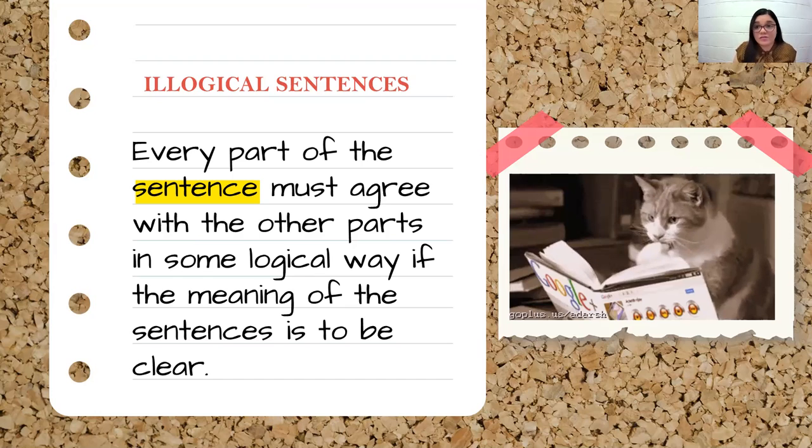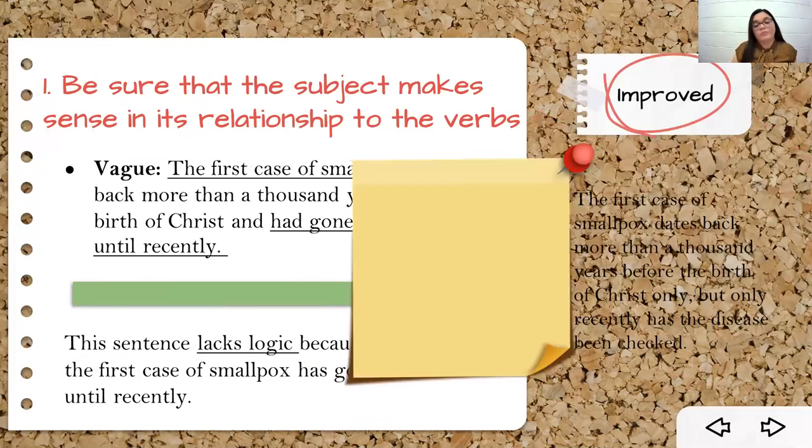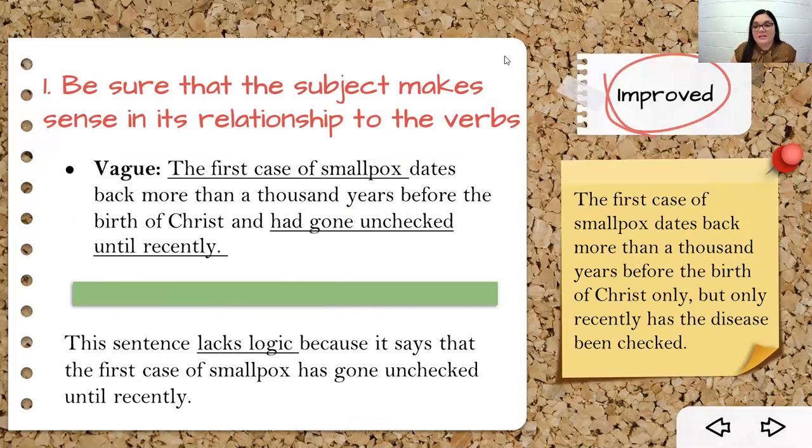Remember that for a sentence to be a sentence, it needs to meet all the requirements. It must begin with a capital letter, end with a period, be logical, and be complete in itself. So we need to be sure that the subject makes sense in its relationship to the verbs. Why? Because if not, we have vague constructions, and vague constructions are called mixed and illogical constructions.